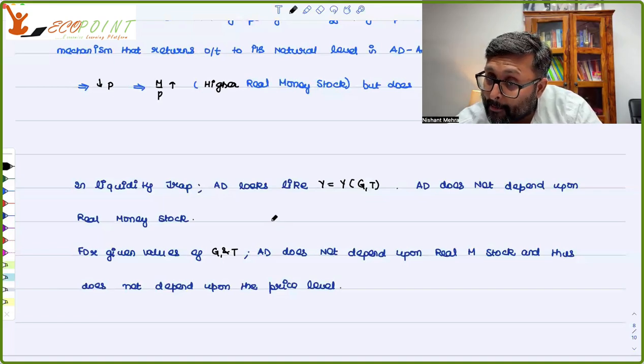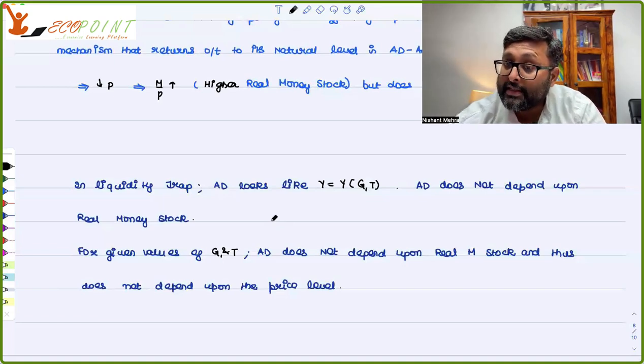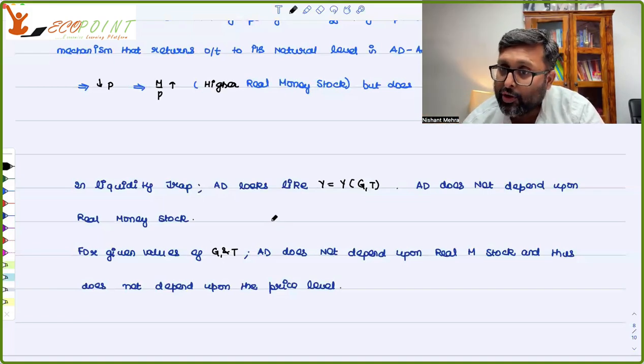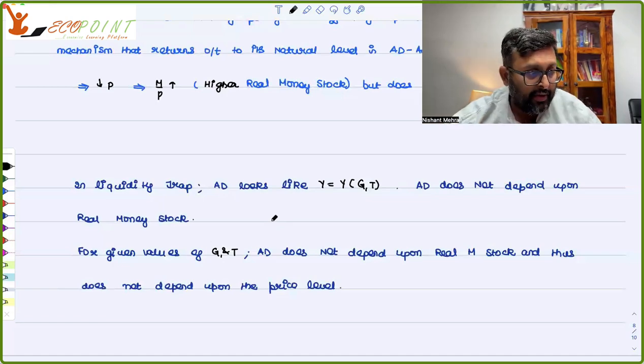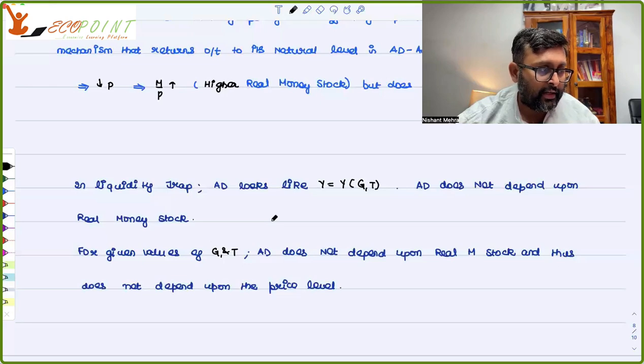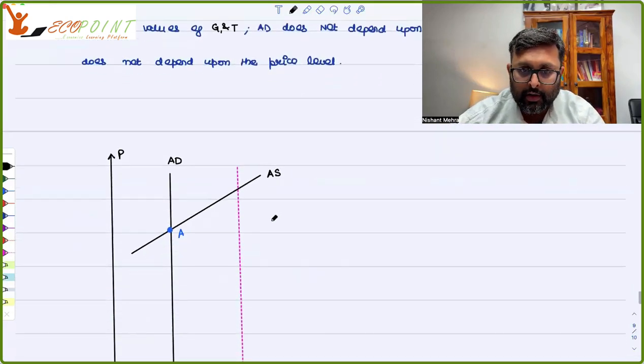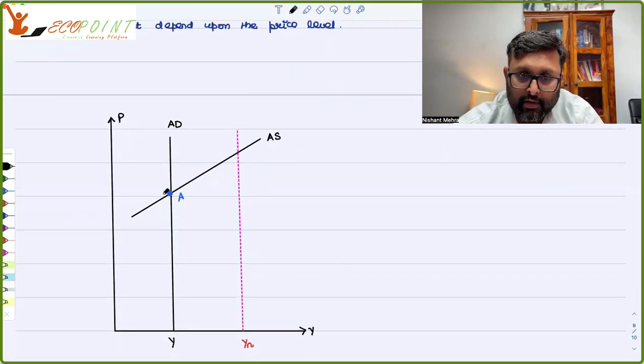So if M by P is not affecting aggregate demand, it means whether the price is increasing or decreasing, it is not affecting the aggregate demand. So increase or decrease in price is not going to affect aggregate demand. Aggregate demand curve is going to be vertical. That is the main point. Aggregate demand curve is going to be vertical in this particular case. So we can assume that initially, let's say, equilibrium is at point A where output is below the natural level of output.